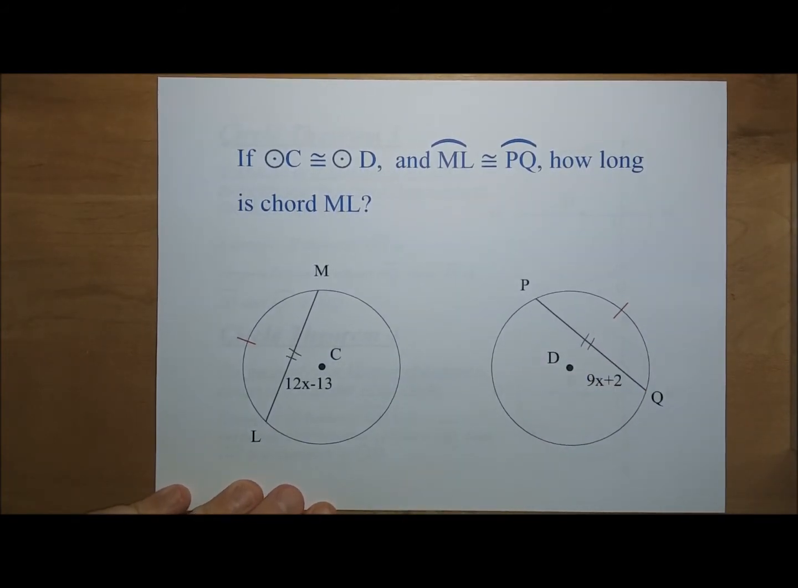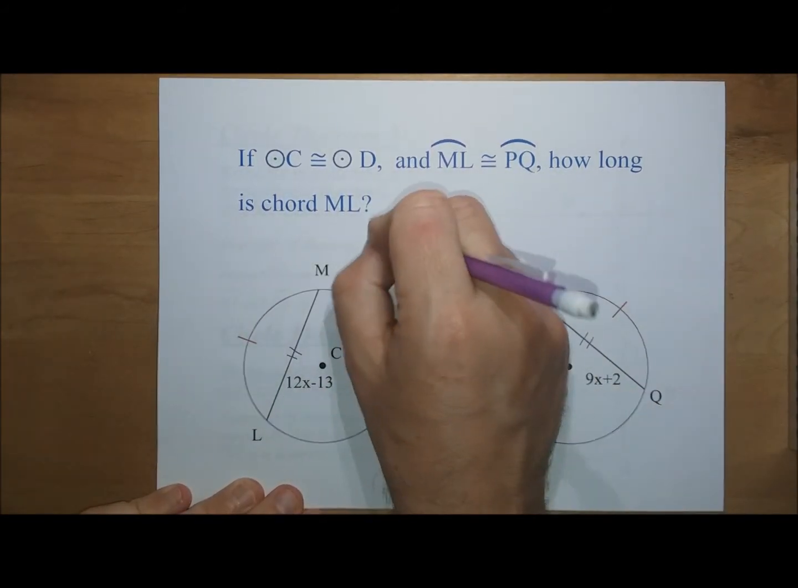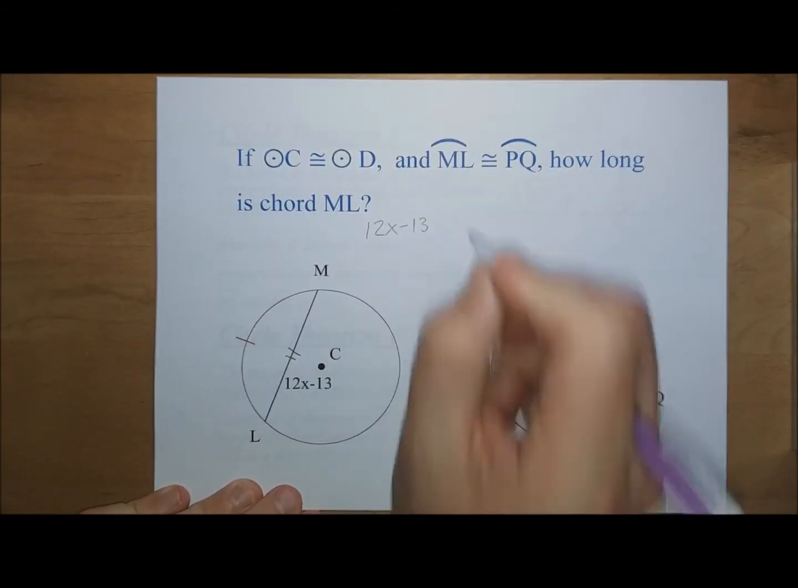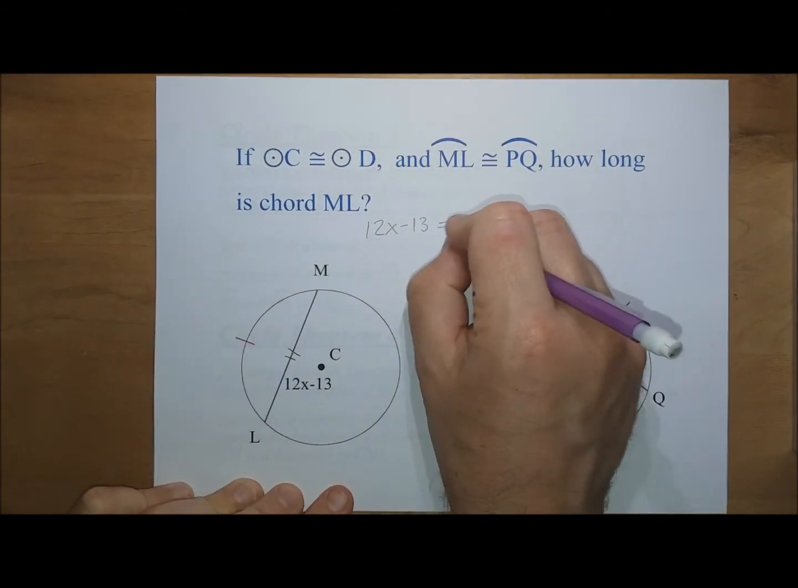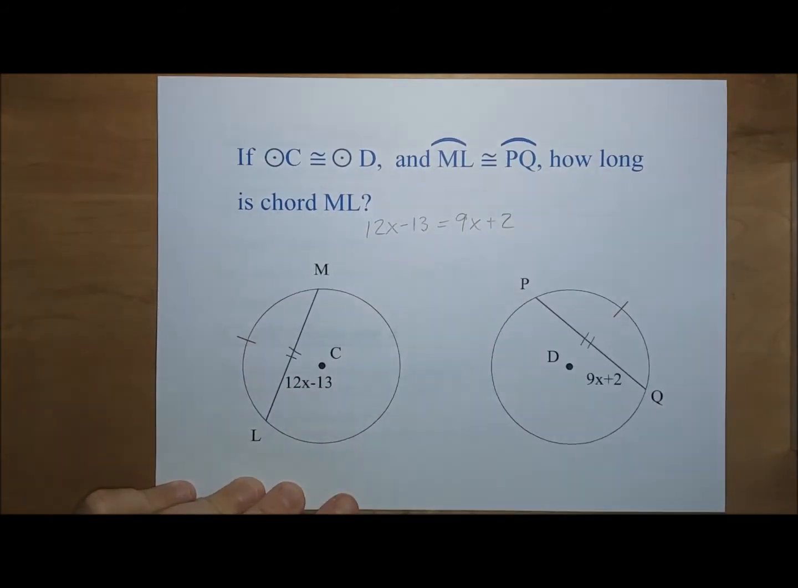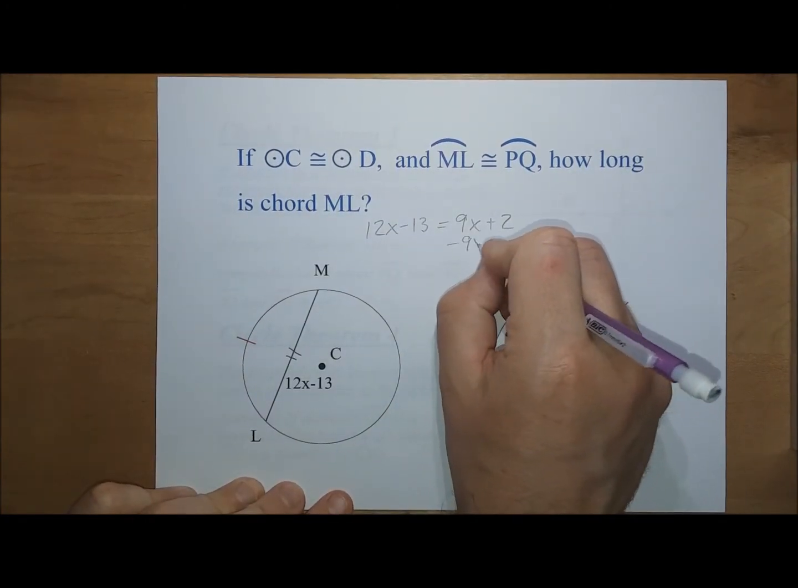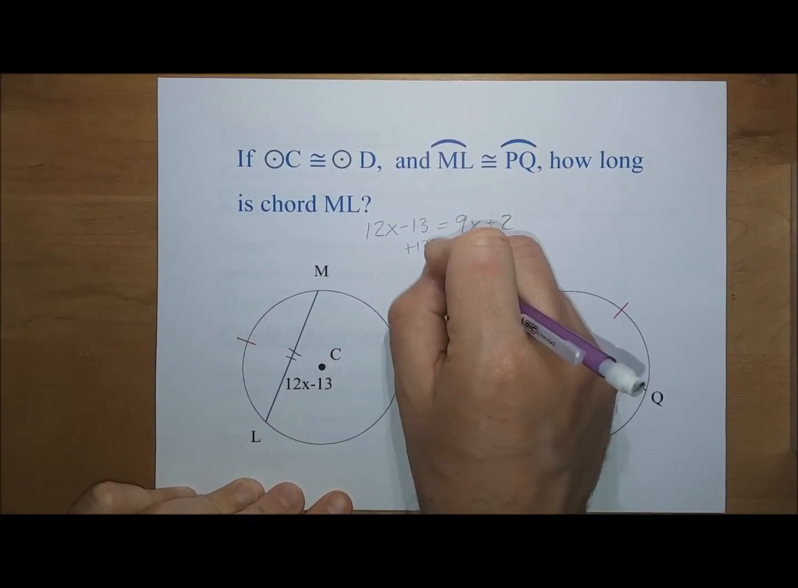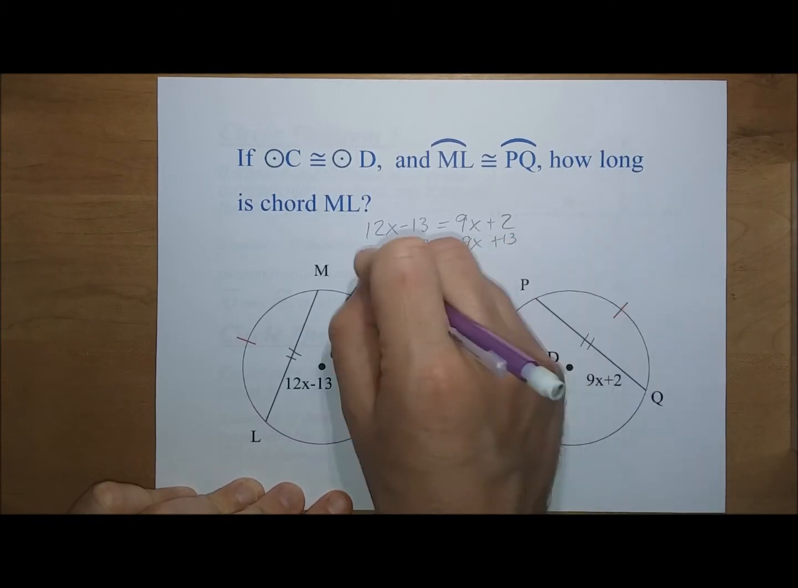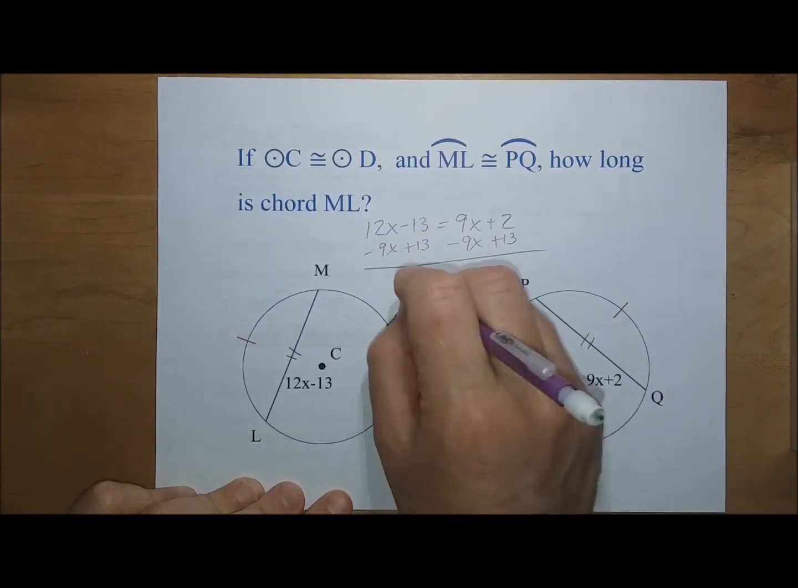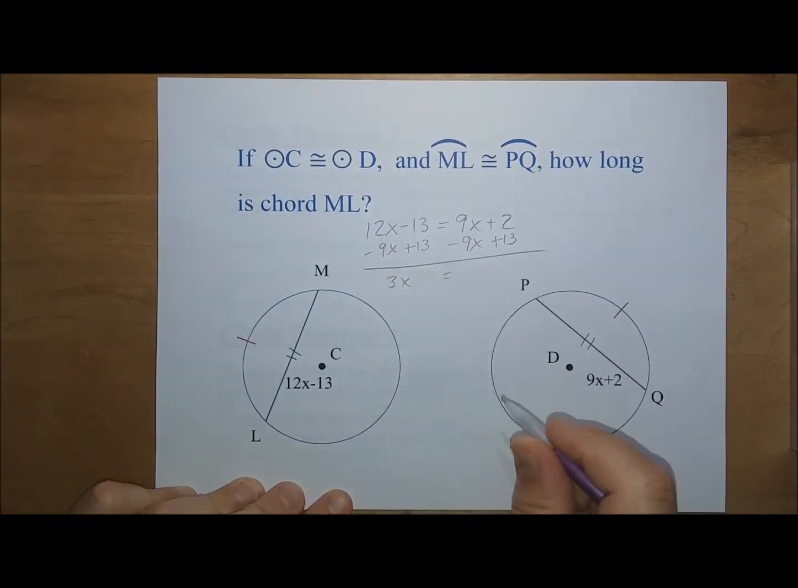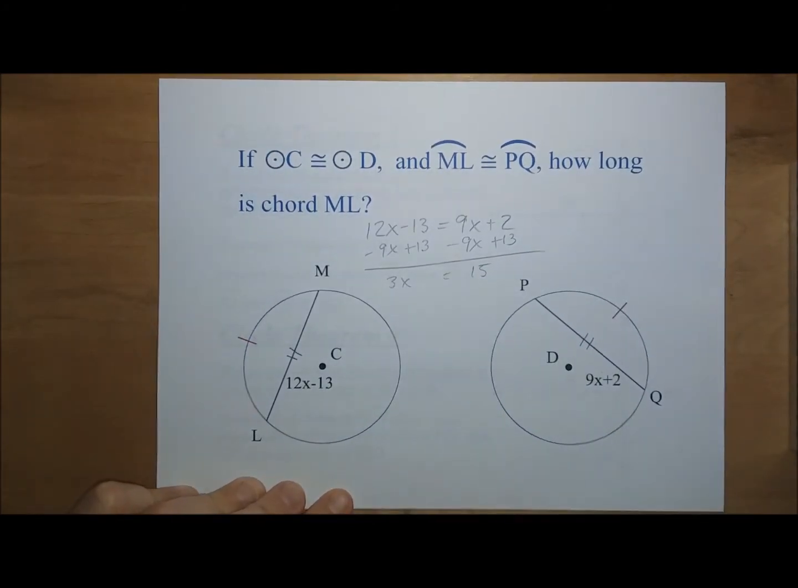And therefore I can conclude that these two expressions that represent the lengths of these chords must be equal. So 12x minus 13 must equal 9x plus 2. Could we solve that for x? Let's go ahead and subtract 9x from both sides and add 13 to both sides. Okay, I'm going to get 3x equals 15.